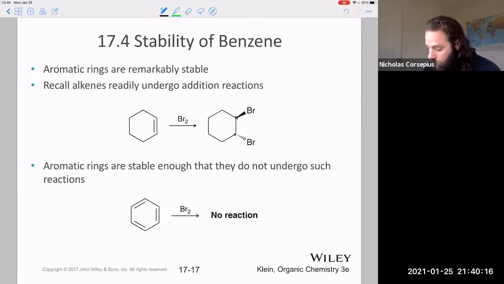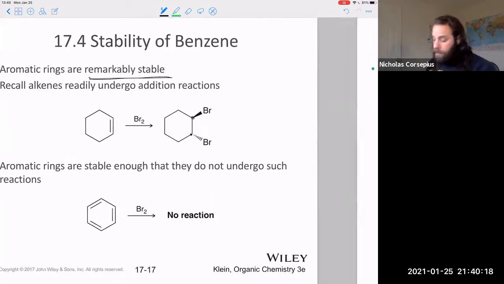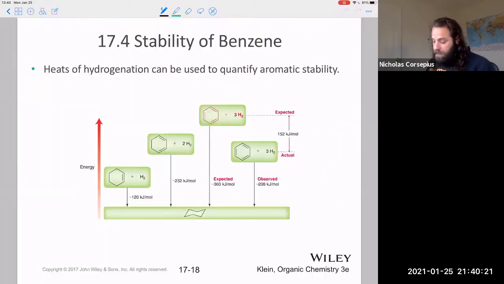Aromatic compounds are remarkably stable, okay? What you would expect, based on the trend, is that when I have 1 double bond and I reduce it, it releases a certain amount of energy. If I have 2 double bonds, that releases about twice as much energy. If I have 3 double bonds, you would expect it to release 3 times the amount of energy, when in fact it does not. It releases a really small amount of energy, okay? Again, this is a reflection of, on this free energy diagram, where benzene is: it is quite stable, quite low in energy, okay?